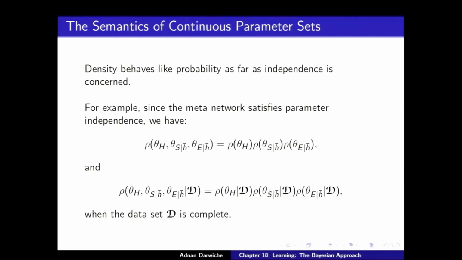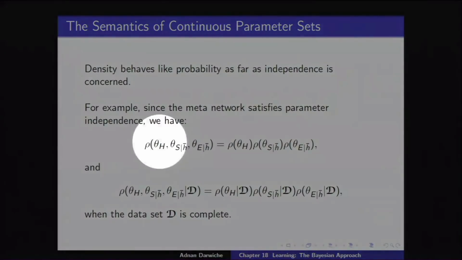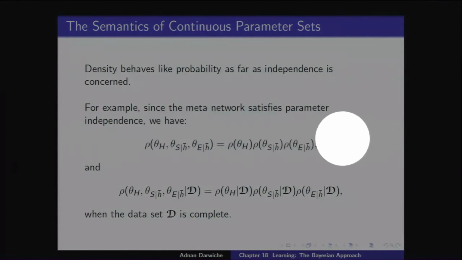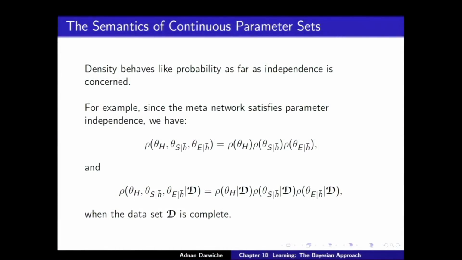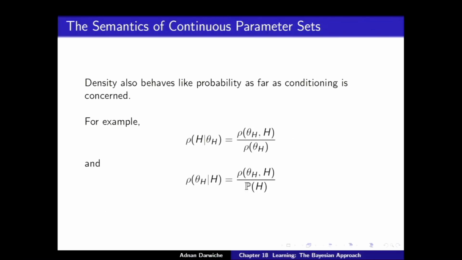And look what happens here. These are the 2 famous equations from last time, where we showed that parameter sets are independent a priori in a meta-network. Same thing here, except you're talking about the density. The density decomposes into this. And if you remember what we said last time, the posterior on parameters also decomposes when the data set is complete, right? So we wrote the version of that, and same thing here, except that we're talking about the density. The posterior density over this decomposes into 3 posterior densities, where we take the product of these. So anyway, you see the parallels, and the same thing for conditioning.